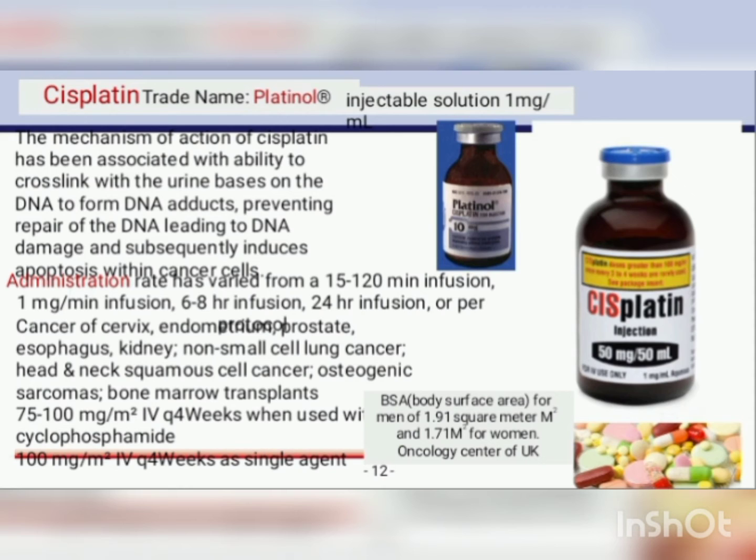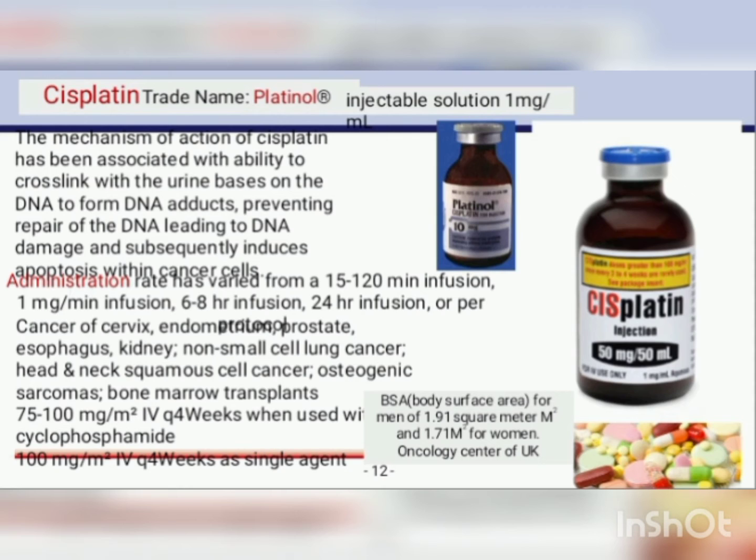These include testicular cancer, ovarian cancer, cervical cancer, breast cancer, bladder cancer, head and neck cancer, esophageal cancer, lung cancer, mesothelioma, brain tumor, and neuroblastoma. And it is used for treatment of numerous human cancers, including bladder, germ cell tumor, lymphomas, and sarcoma. The mechanism of action of cisplatin has been associated with the ability to cross-link with the nitrogen bases on the DNA to form DNA adducts, preventing repair of DNA, leading to DNA damage, and subsequently inducing apoptosis in cancer cells.